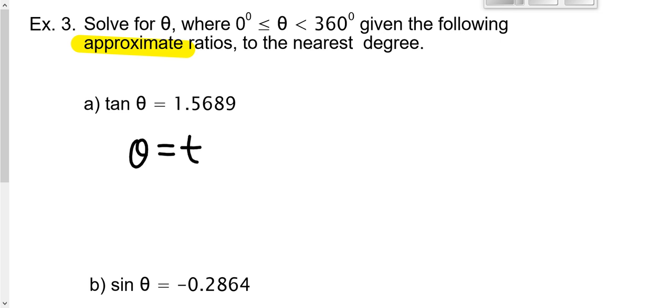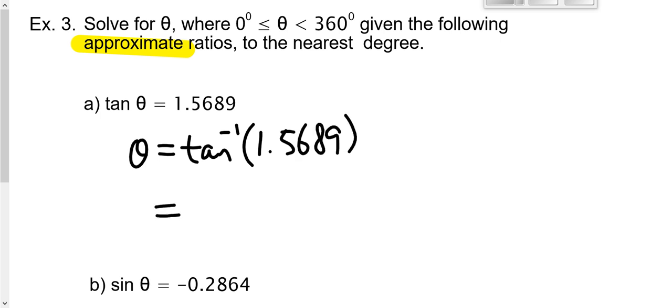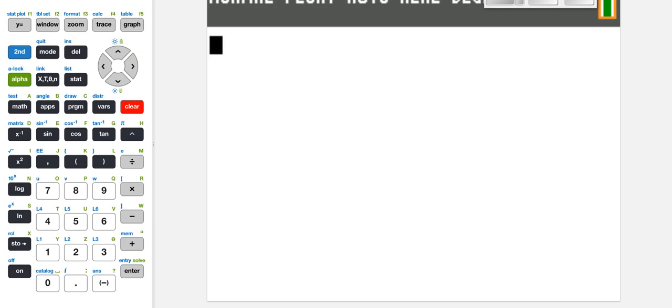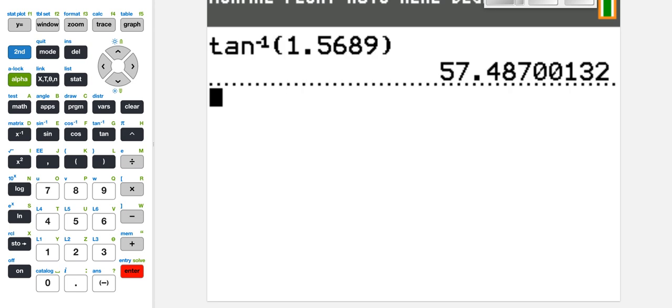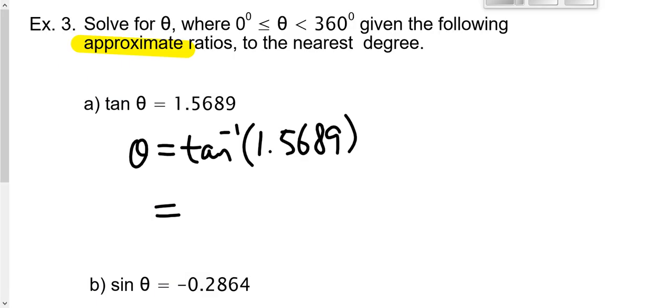The inverse of tangent of 1.5689. Okay, let's do it on your graphing calculator. Second tangent, 1.5689, enter. So round it to the nearest tenth, so that gives you 57 degrees.